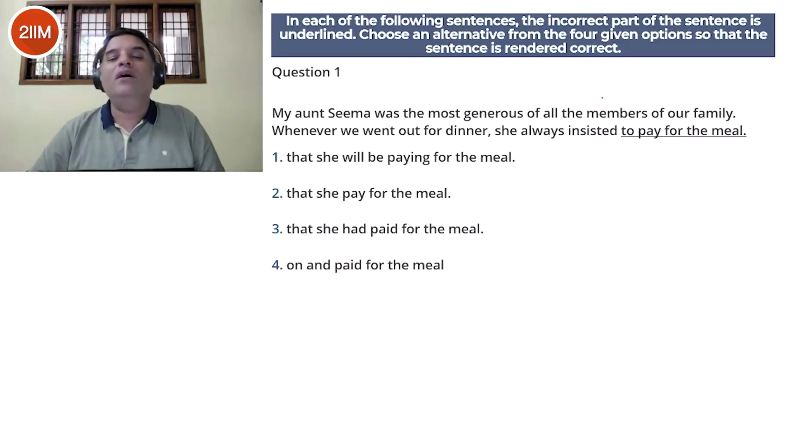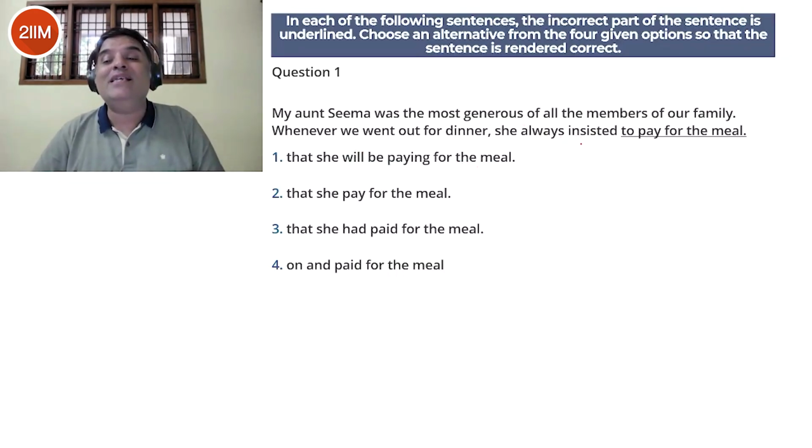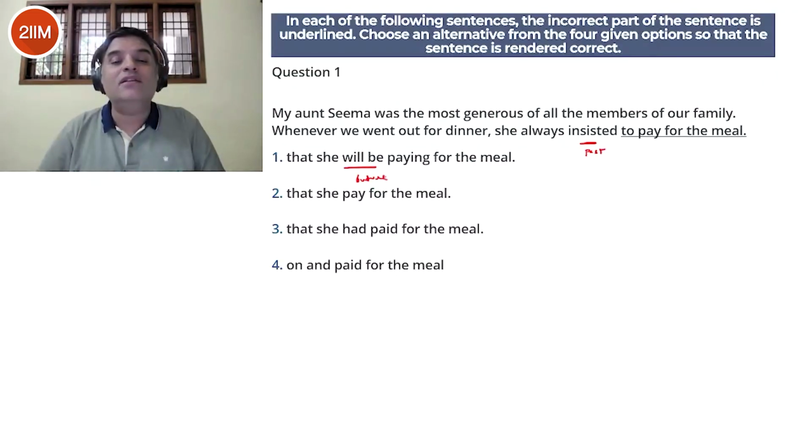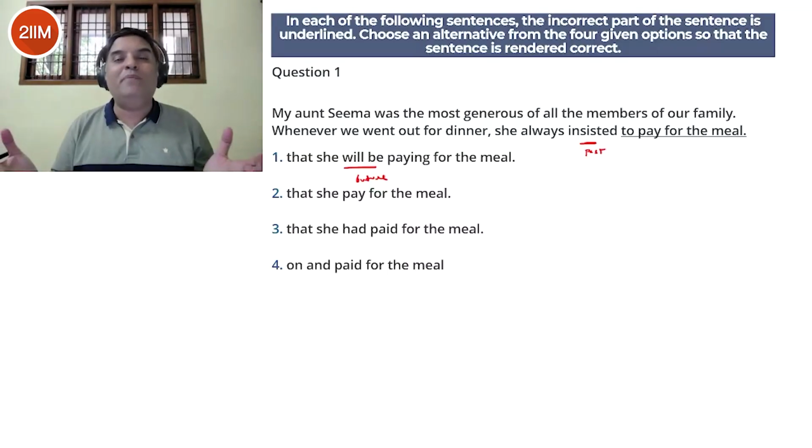Okay. Now, let's look at the first option. She always insisted that she will be paying for the meal. Now, focus on the tense. It is important here. See, insisted is in past tense. Will be is in future tense. This doesn't make sense. She always insisted, and suddenly you change into future, it will not make sense.